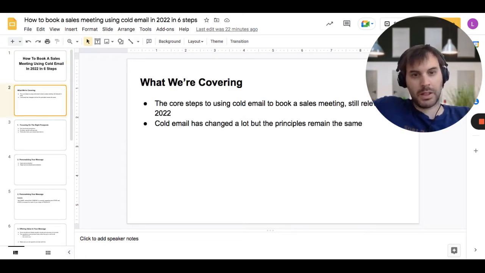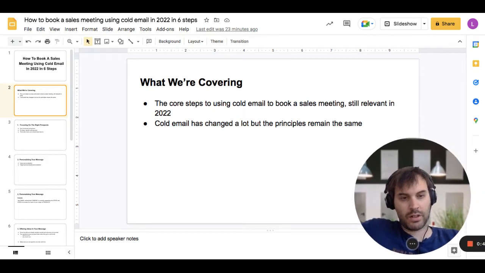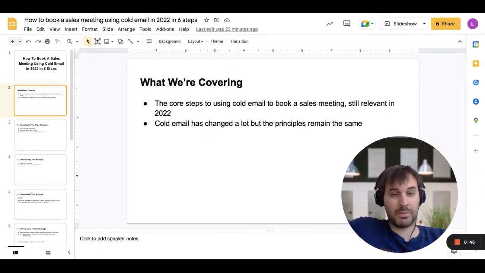There's a lot of things that have changed regarding cold email over the years. I first experimented with it back in 2014. A lot of things have changed in terms of approaches and market levels of sophistication, and also some technical things in terms of deliverability. I'm not going to go into all the individual things, but in a nutshell, a lot of things have changed, but the principles remain the same. So that's what I'm going to be going through.